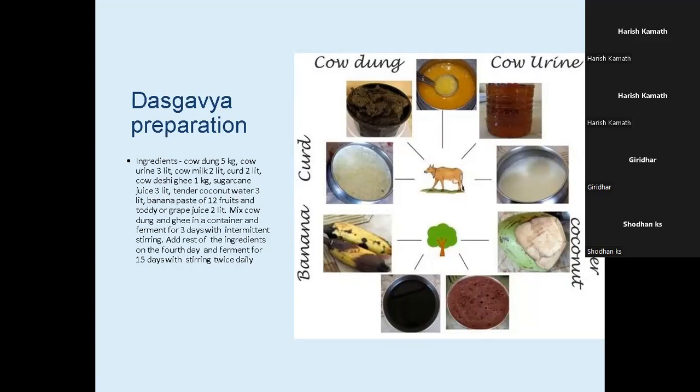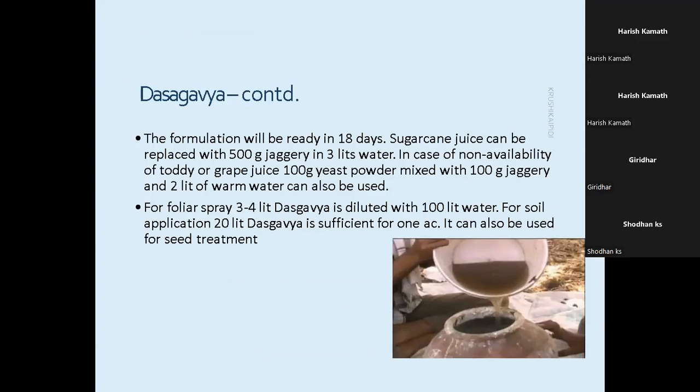So first you have to mix cow dung and ghee in a container and ferment for 3 days. With regular stirring in between, you have to stir it clockwise. Then add the rest of the ingredients on the fourth day and ferment for 15 days. After 15 to 18 days it will be ready.